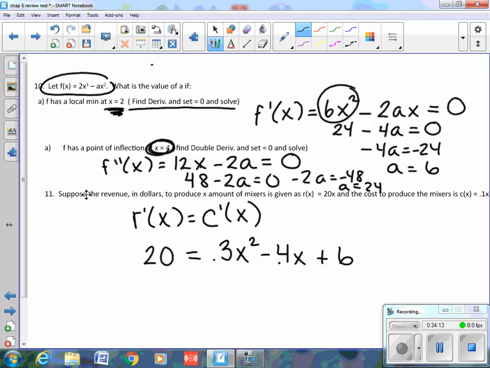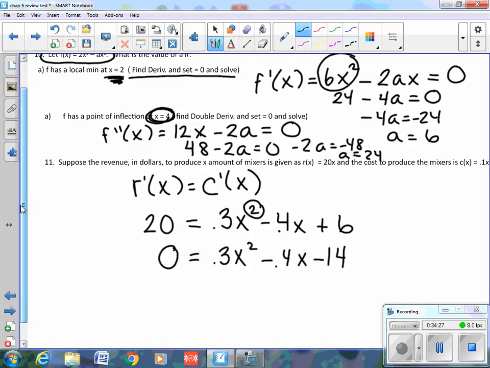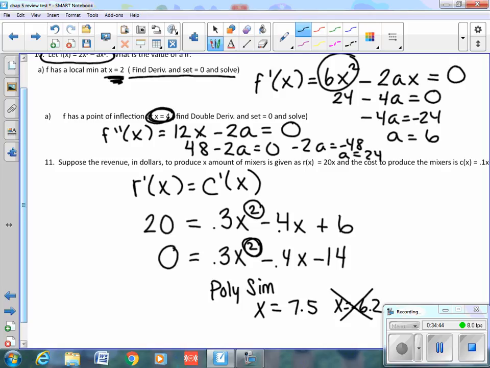And then, in order to come up with your two answers to this problem, you need to have 0 on this side. So it's 0.3x squared minus 0.4x minus 14. And now all I'm going to do is, again, use my calculator to solve this problem. I know there's two answers. I'm going to get x equals 7.5 and x equals a negative 6.2. But you can't have a negative revenue, so the final answer is 7.5. Next problem.